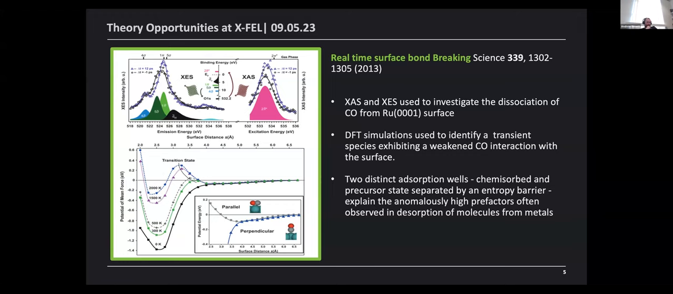In a more catalysis setting, we've been looking at bond breaking and making on surfaces. Andrew has already mentioned this. In this case, it was UV excitation to initiate the dissociation of CO from a ruthenium surface. Particularly focusing on the simulations here, density functional simulations were used to calculate the potential and the interaction between the surface and the molecule, and identify potential barriers or transition states that could be used to interpret the kinetics and the dynamics obtained.